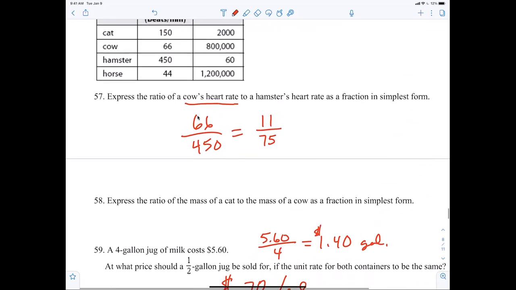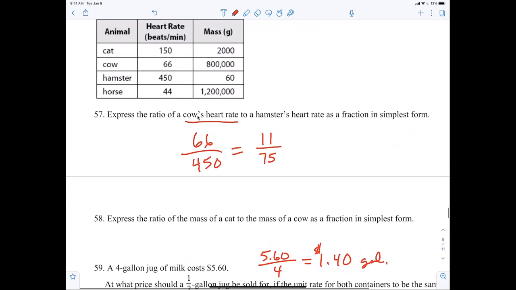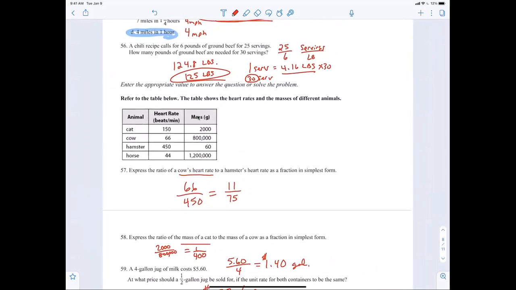Express the mass of a cat to... Well, 11/75. How did you get that? Express the ratio of a mass. Mass of a cat. Okay, so 2,000 over 800,000. 1/400. What was number 56? 1/400 is good for number 58. 56 we said was 125.